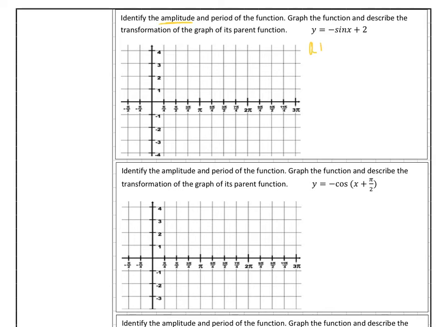The amplitude: looking for the number multiplied in front. So this is a -1, so the amplitude is going to be +1. The period length is going to be 2 pi divided by the b value, and in this case our b value is still 1 because there's no number multiplied by the x other than 1. Our midline is whatever number is added or subtracted outside of the sine or cosine function, and so in this case our midline is at 2, so I'm going to go ahead and draw that line in.